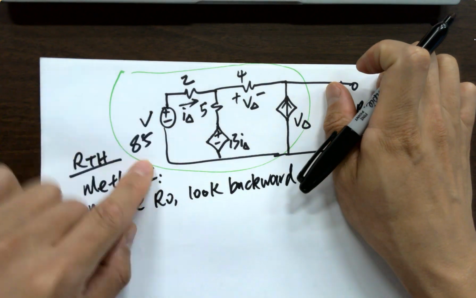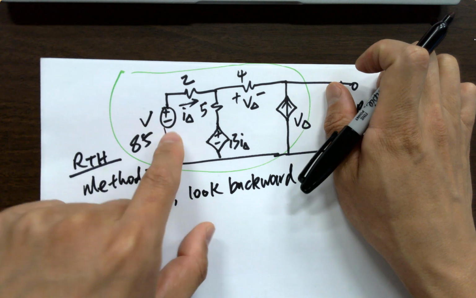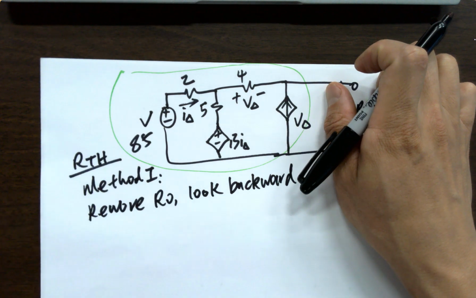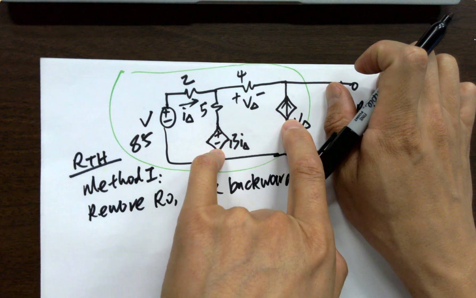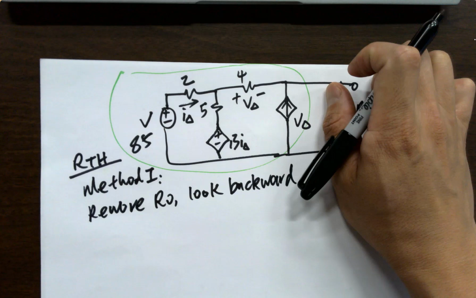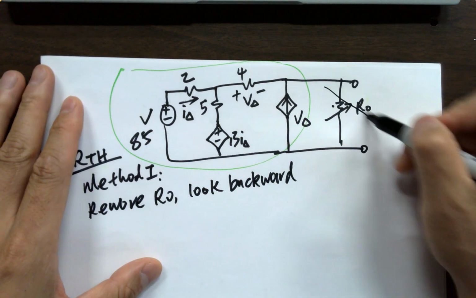Definitely you should short this guy, because that's the ideal voltage source. Like what we said, its internal resistance is 0, so we just short it. What about these two? You couldn't do anything to them. Cannot proceed. So in that case, we assume this is removed, okay?